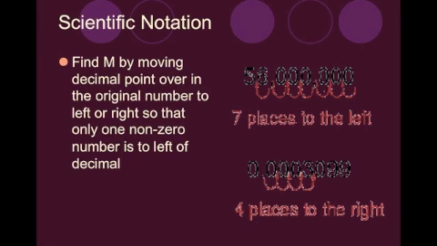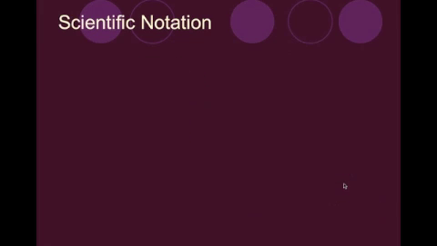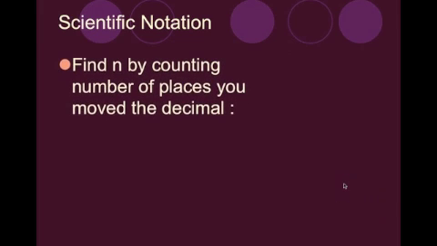So we look here with 56 million, and we see that we've moved it over 1, 2, 3, 4, 5, 6, 7 places to get 5.6. Okay? Here we have a very small number, and we move it over 1, 2, 3, 4 places to get 3.099.